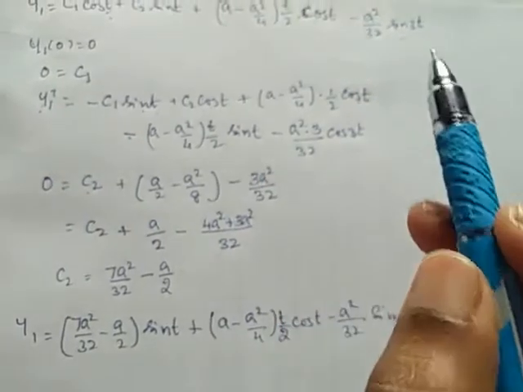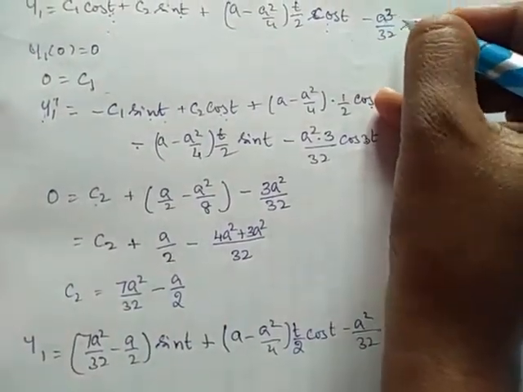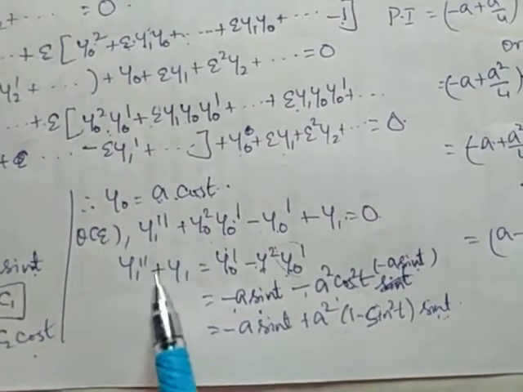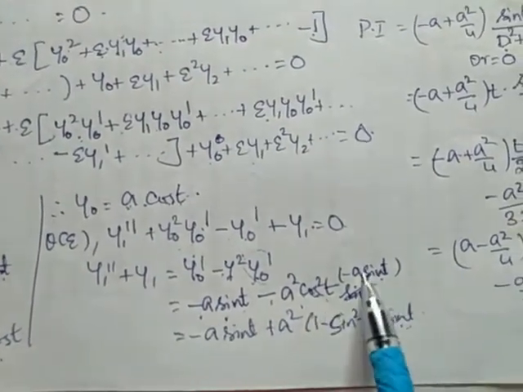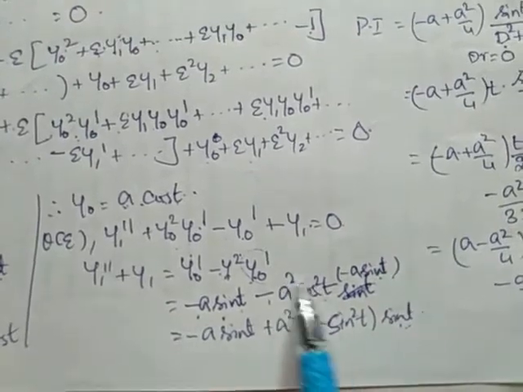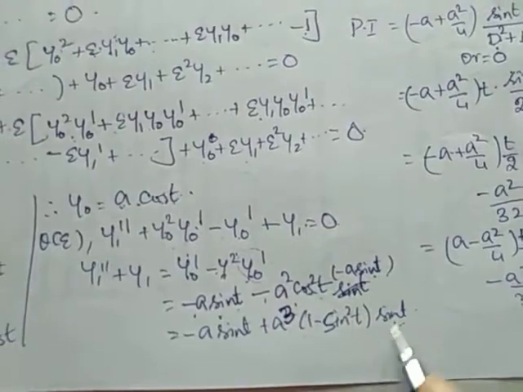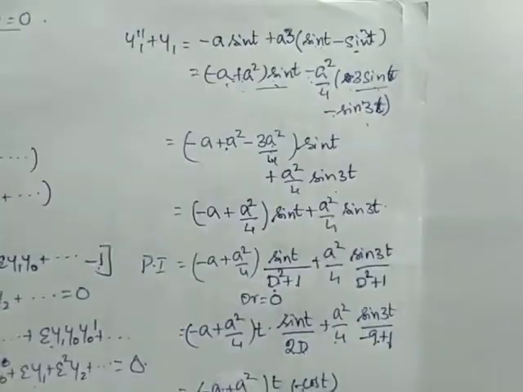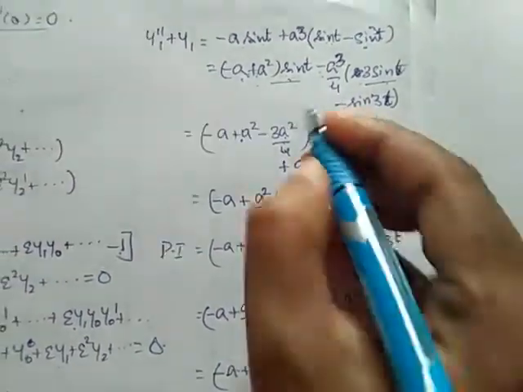So here I have made one small mistake. It is a cube actually. See, when we write the coefficient of epsilon, we got this value, and I have written minus a sin t minus a cos squared minus a sin t. So a squared into a is a cube. So this is a cube into 1 minus sin squared. So here also we are having a cube. This is a cube by 4. This is 3 a cube.